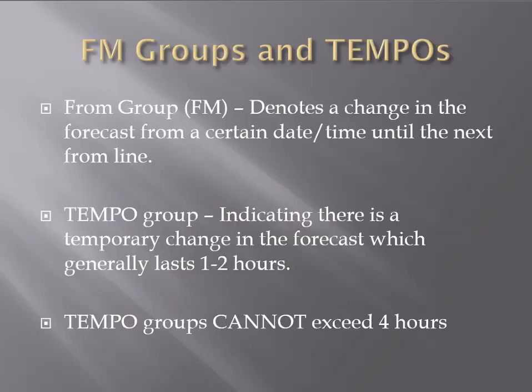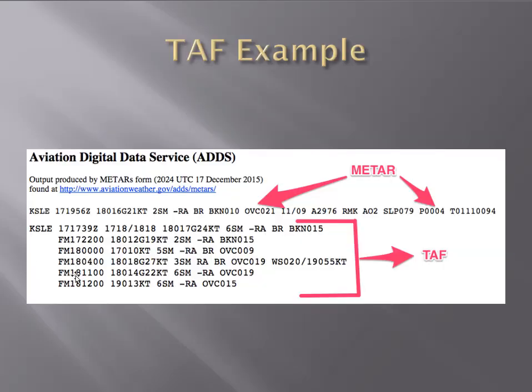Now, sometimes in a TAF, you won't see from groups, but you'll see tempo lines. And a tempo line just indicates that there's a temporary change in the forecast, which just lasts about 1 to 2 hours. Tempo groups can't exceed a 4-hour period by National Weather Service rules. So a tempo line can be used just to kind of keep your from groups a little bit less.